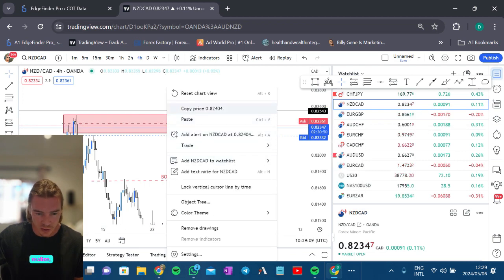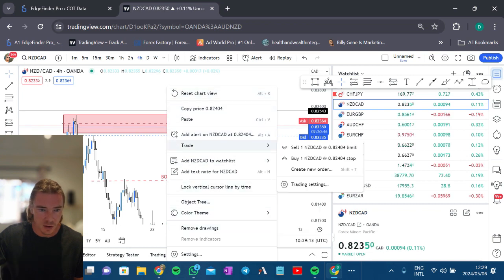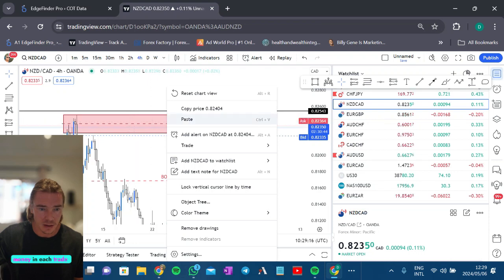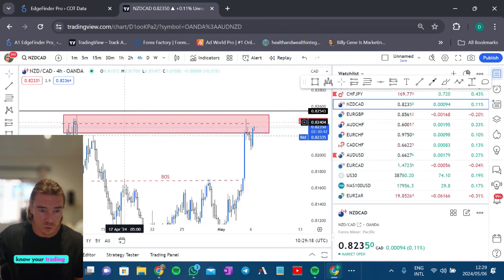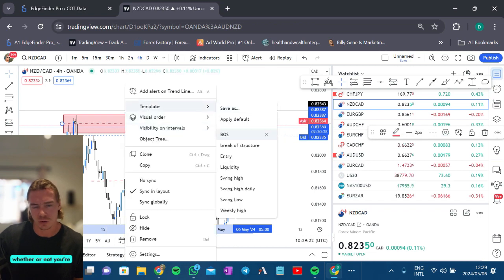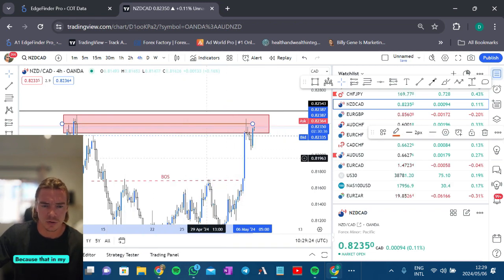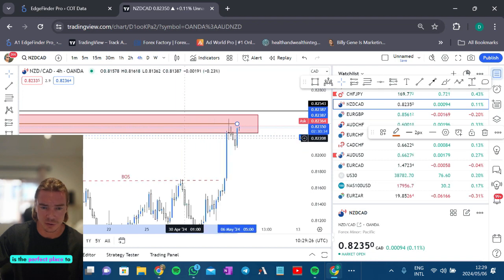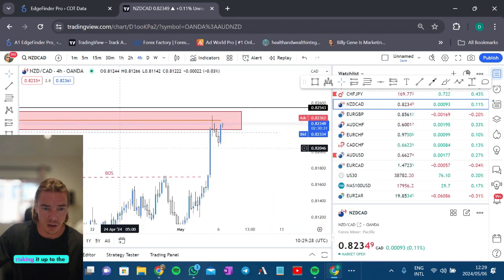And you'll start to realize, if you are only risking a specific amount of money in each trade, and you know your trading strategy is good, then you don't have to be worrying about whether or not you're going to be right or wrong, because that, in my opinion, is the perfect place to trade, and all I'm doing is risking it up to the top.